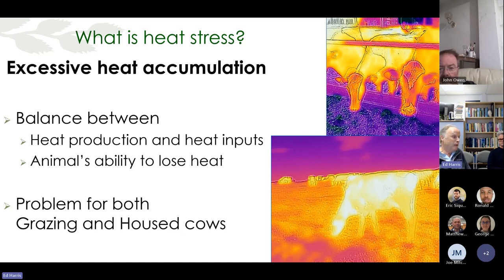The magic about cows is that they can do it by eating grass and they can break down cellulose, which monogastrics can't do. So the magic is they can use grass, which we can produce plentifully and cheaply. The problem is they produce a lot of heat when they're breaking it down. So we've got a lot of heat being produced by the cow. As we get hotter weather, we get greater heat inputs. And the thing that's compromised is the animal's ability to lose heat.